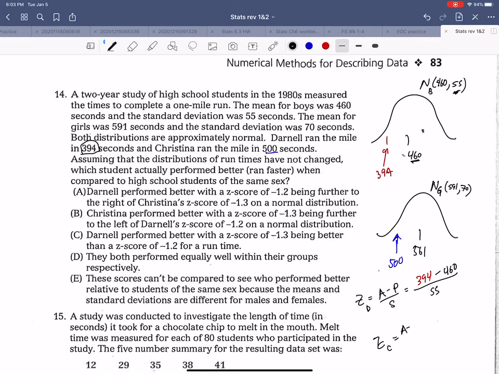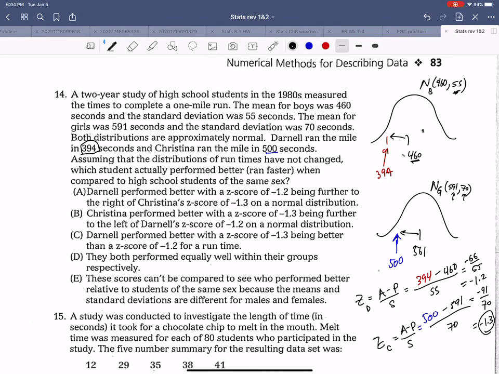Then when we look at Christina using the same formula, her actual time is 500. And we expect her to run 591, and the standard deviation is 70. So crunching these numbers quickly in the calculator, I get negative 1 point something. And Darnell is 394 minus 460, which is negative 66, over 55. So it looked for a moment like Darnell was faster, but for a girl, Christina was actually faster because she's further away from the mean, which means much faster than the average.